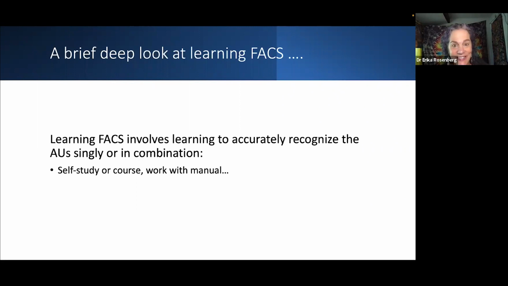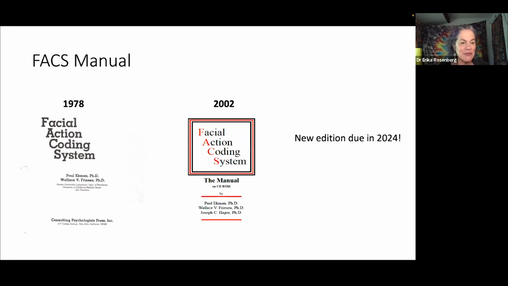There's also classes. I teach them, and there are other people offering things online too. But just so you know, it takes a lot of work. And if you're doing self-study, it can take up to 100 hours. Classes are a little bit more efficient, but it's a lot of work, and let me demonstrate why. These are just some cover shots. This is the original manual in 1978. This is currently the only official manual that's out there, published in 2002. Joe Hager joined the team to help digitize it and put it online.